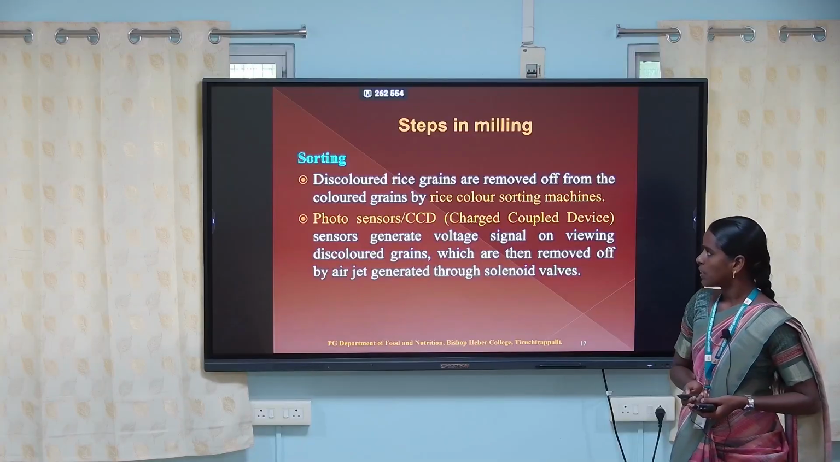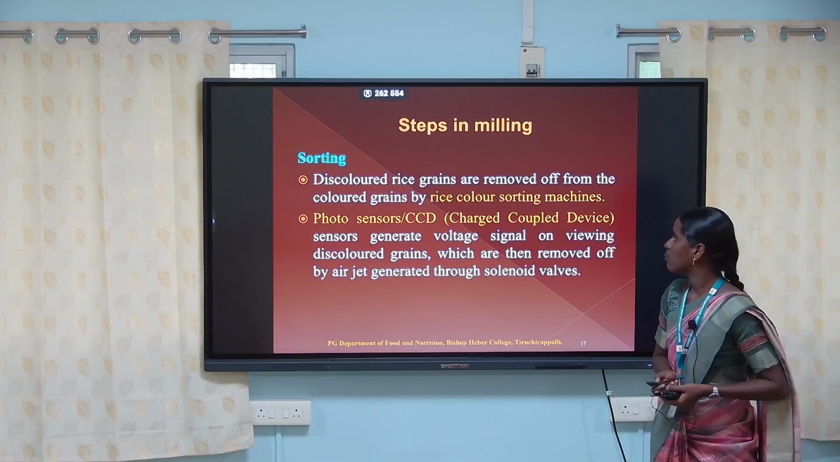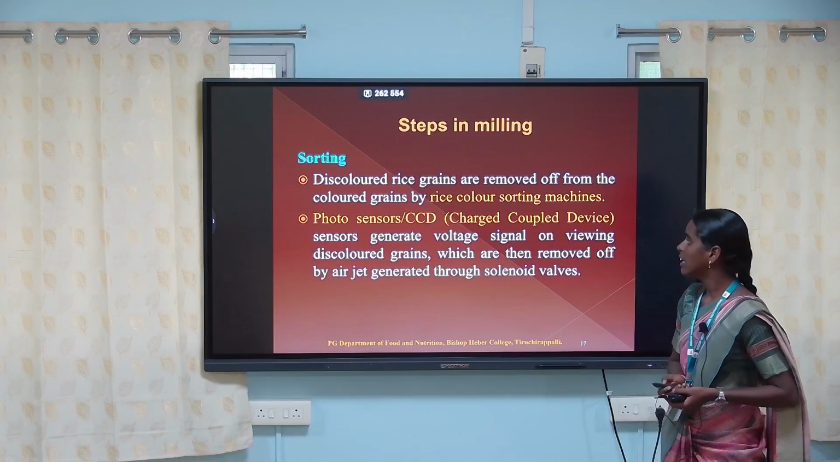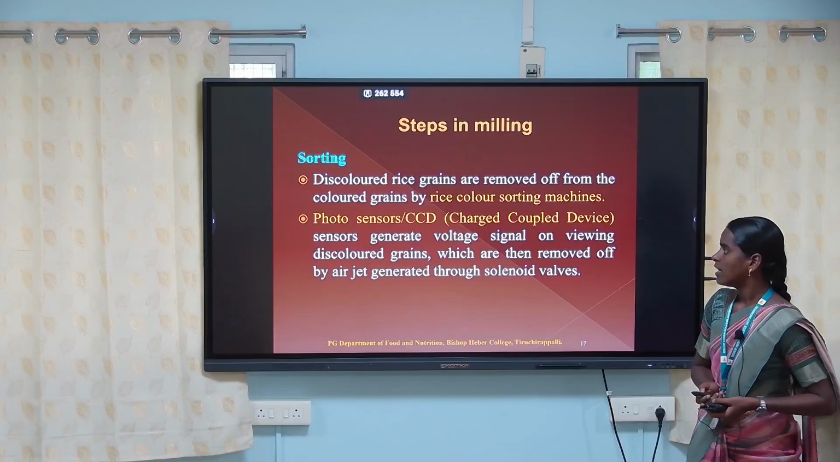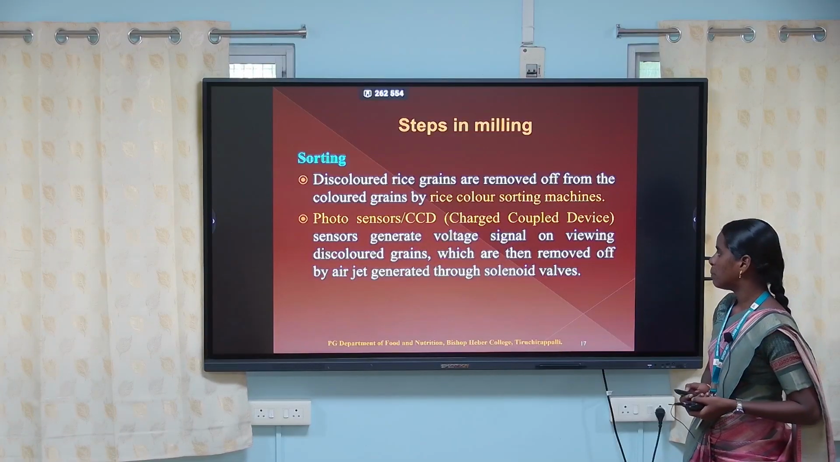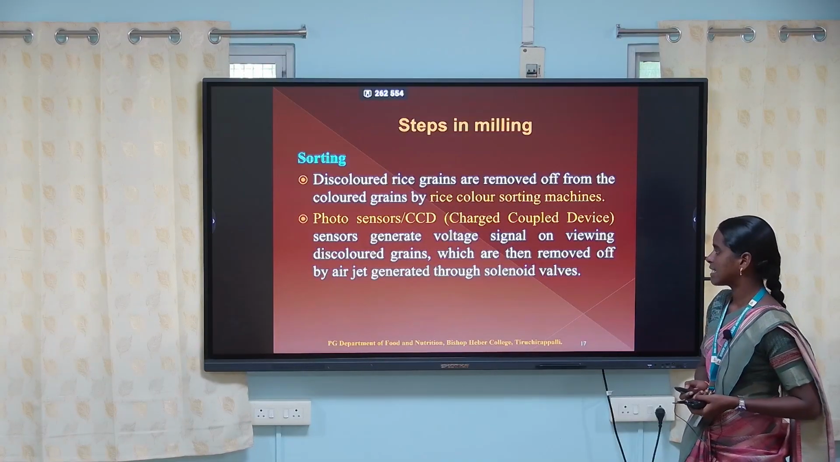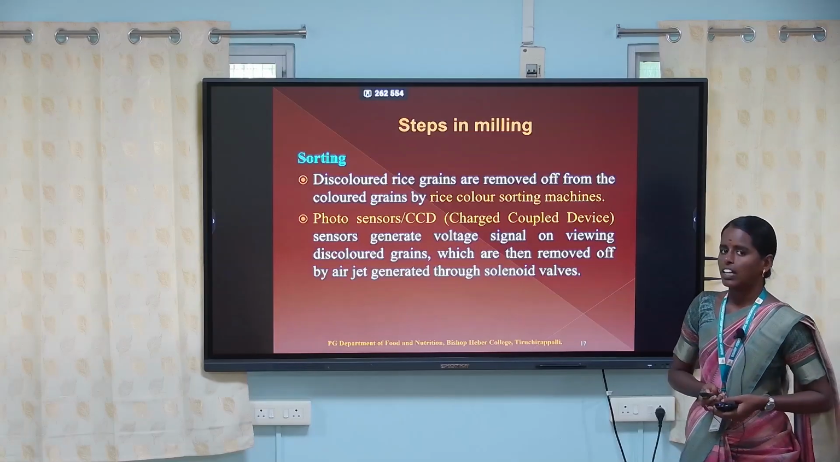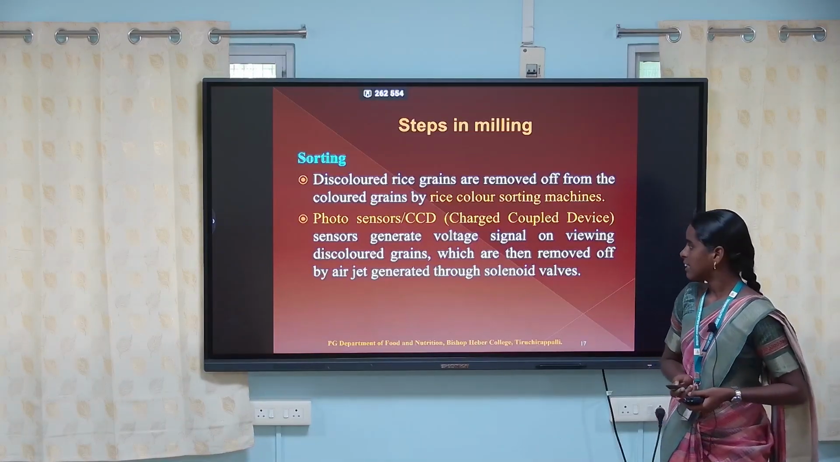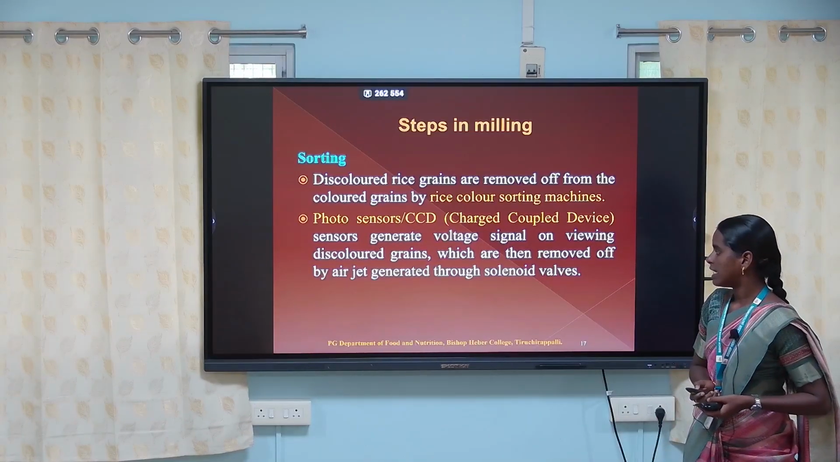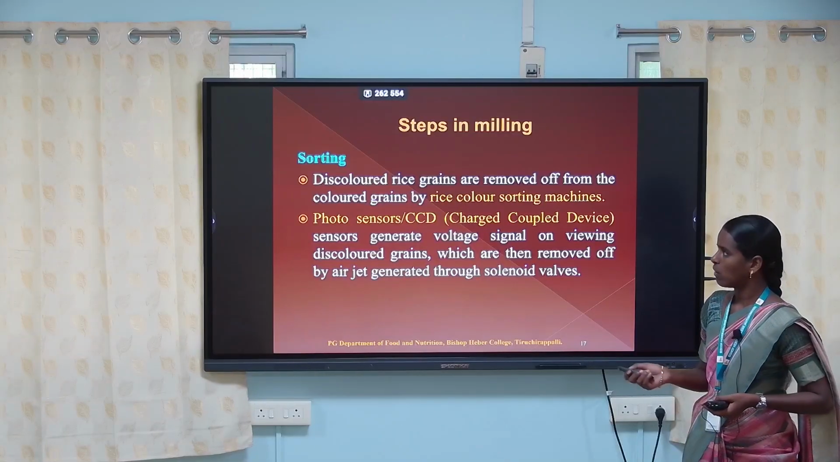The next step is sorting. The discolored grains are removed from the colored grains by rice color sorting machines. The photosensor or charge coupled device is a sensor that generates a voltage signal on viewing the discolored grains, which are removed by an air jet generated through solenoid valves.